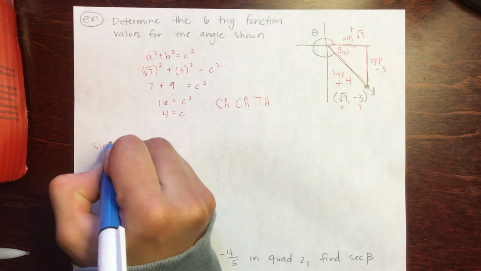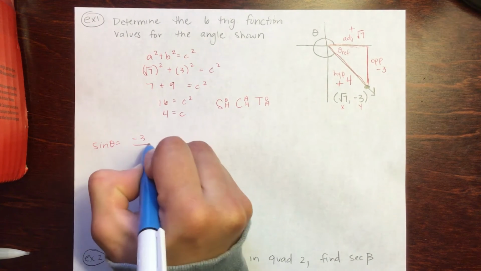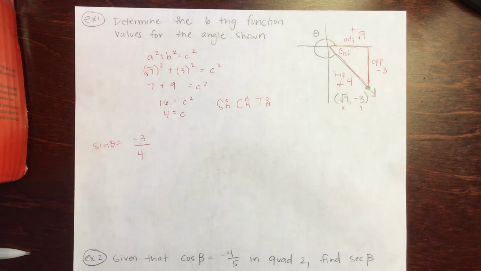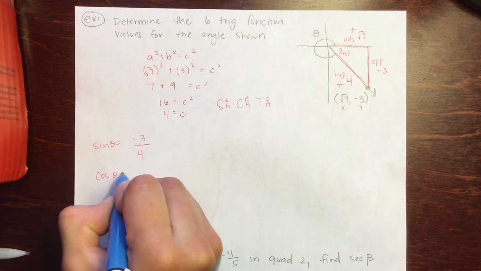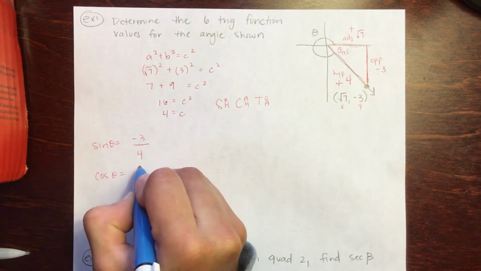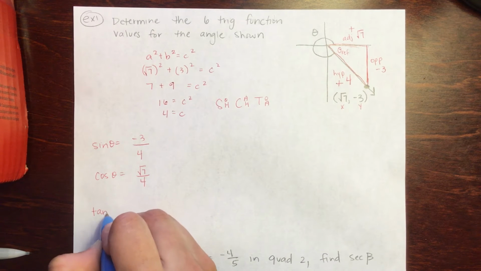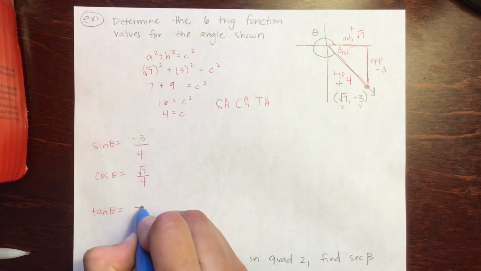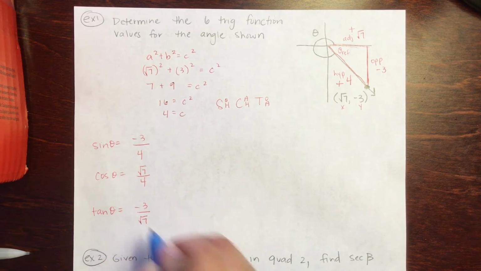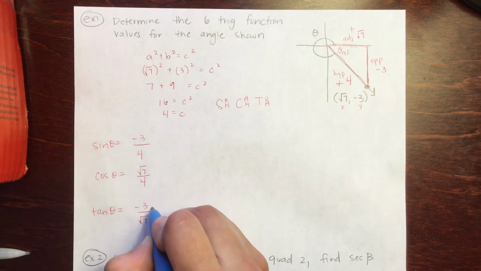All right, sine theta equals opposite over hypotenuse. Cosine theta equals adjacent over hypotenuse. And tan theta equals opposite over adjacent. Make sure you rationalize your denominator.